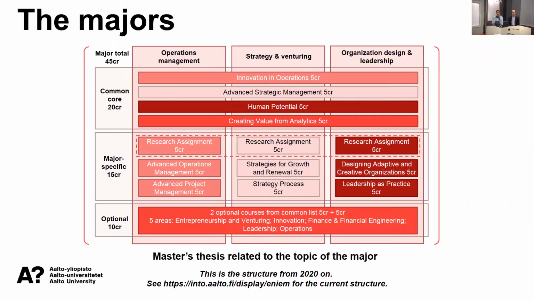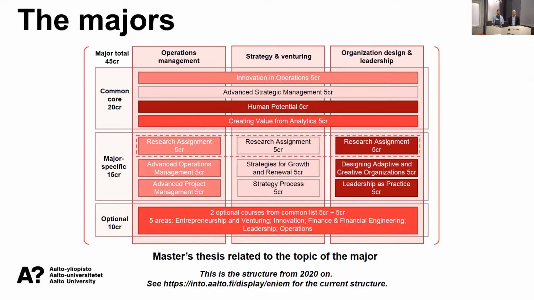So for operations management, the core course is innovation in operations, which focuses on issues related to designing or redesigning operations for using emerging digital technologies. From the strategy and venturing side, the core course is advanced strategic management, which gives an overview and also goes a bit deeper into current topics related to strategy. And there's a strong focus also on technology, for example, topics like platform strategy or data analytics are also included or covered in that course.